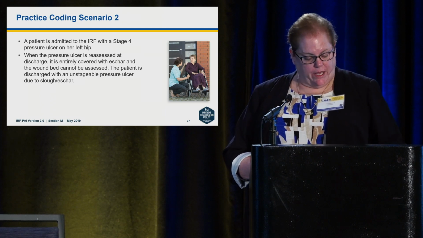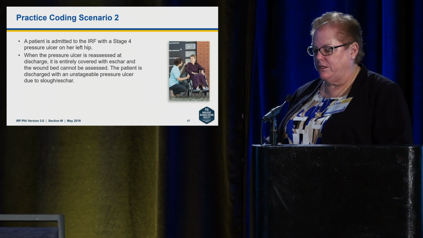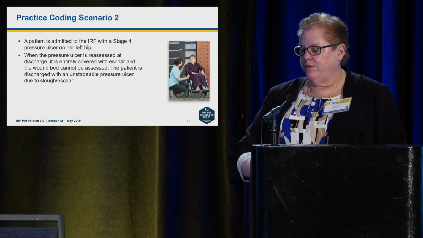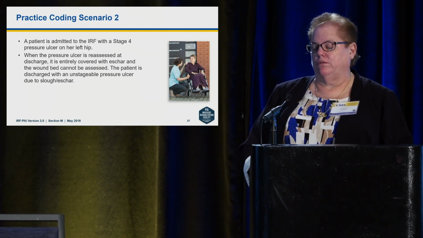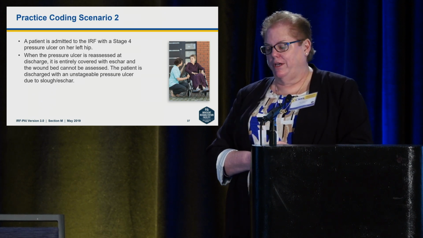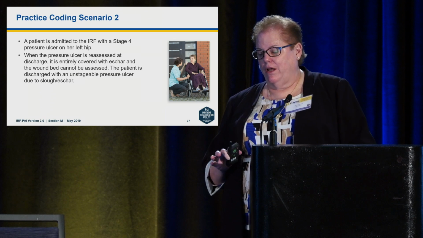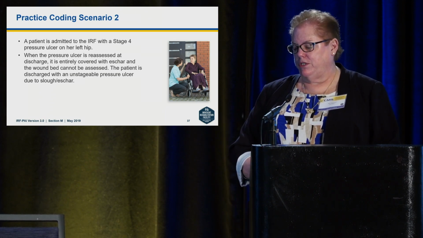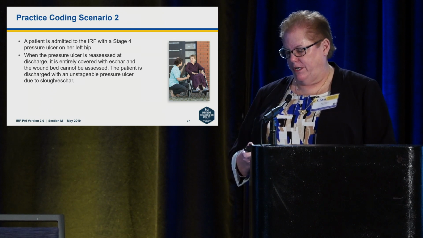So now let's look at another practice coding scenario. A patient is admitted to the IRF with a stage 4 pressure ulcer on her left hip. When the pressure ulcer is reassessed at discharge, it is entirely covered with eschar and the wound bed cannot be assessed. The patient is discharged with an unstageable pressure ulcer due to slough and eschar.